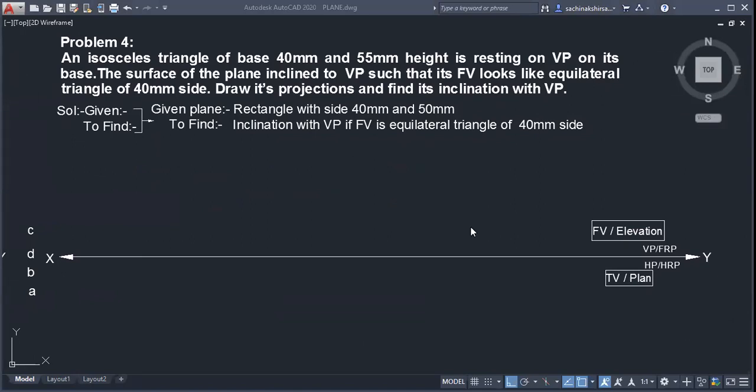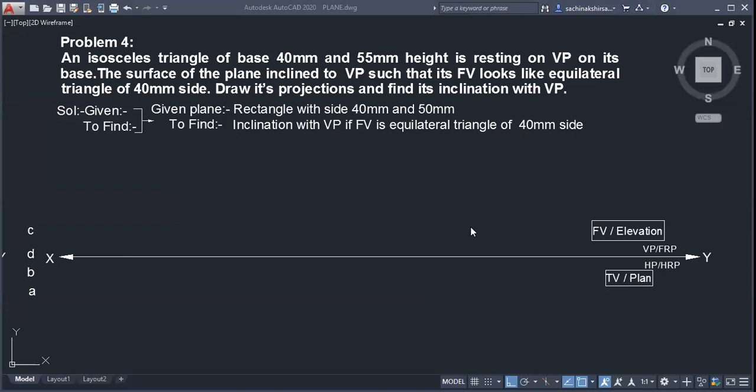An isosceles triangle of base 40 mm and 55 mm height is resting on VP on its base. The surface of the plane is inclined to VP such that its FV looks like an equilateral triangle of 40 mm side. Draw its projection and find its inclination with VP.